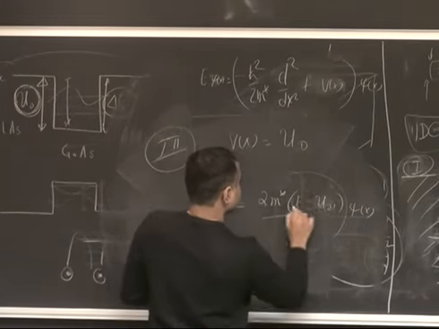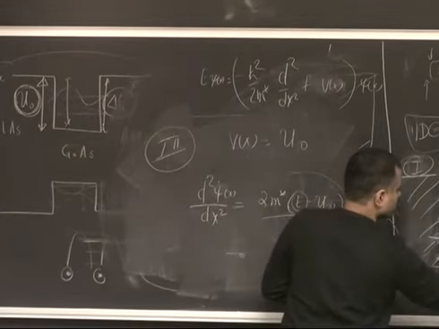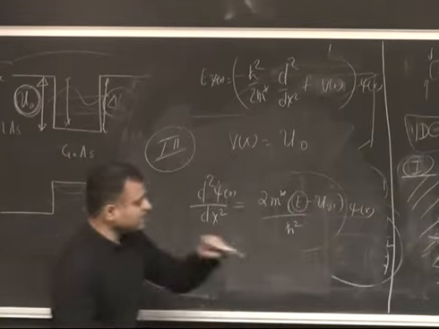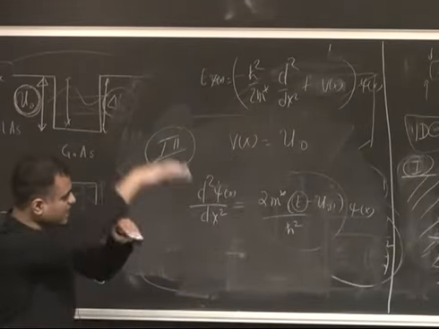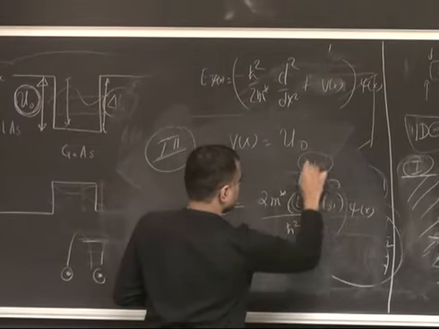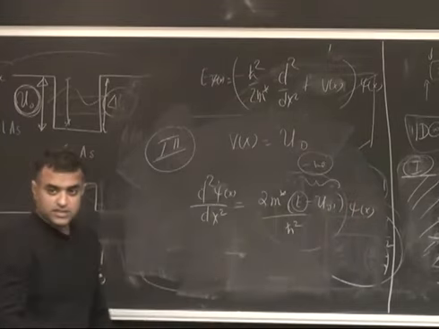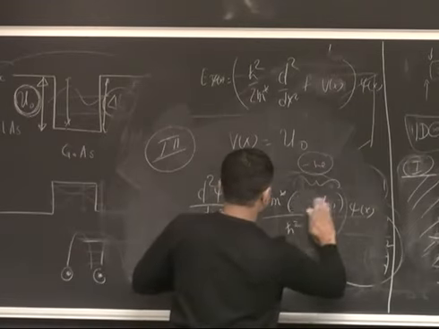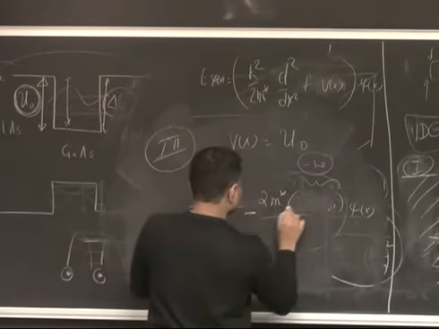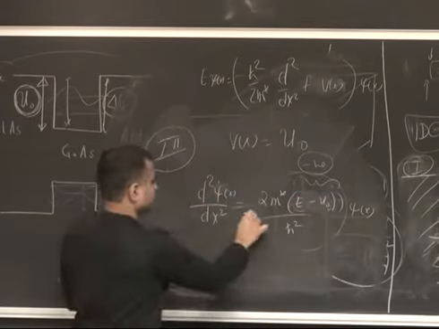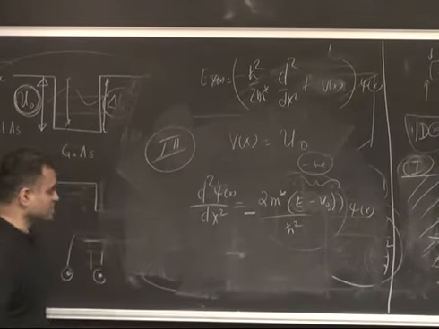So if the energy we're looking at is below U naught, if the energy is below the barrier height, then this term is negative. E minus U naught is negative. Sorry, I think I did it upside down, so let me put it this way. There must be a negative sign there. If you rearrange it, this is what you'll get.